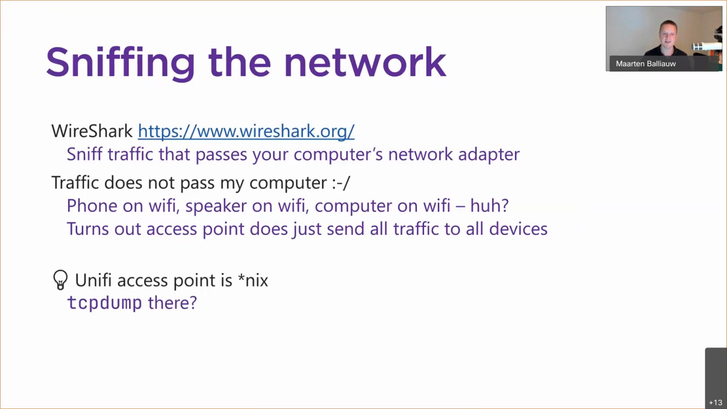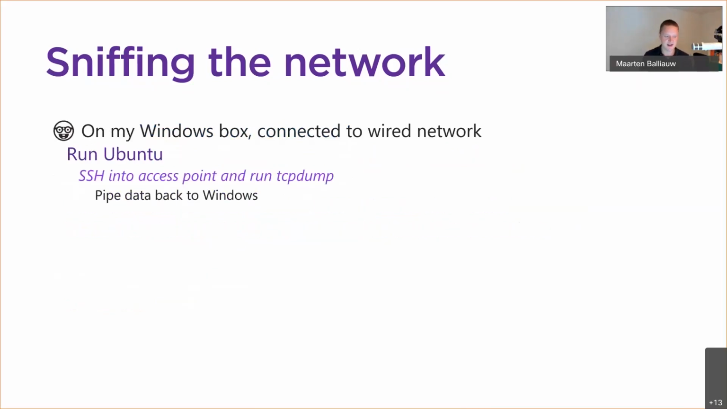Turns out that my access point is smart enough to know where to direct the network traffic, and it's not sending all of that traffic everywhere. So that's a bit annoying because I had no way of sniffing the network, seeing what was going over the wire there. But then it hit me. I have those Unify access points, and they're all Unix-based or Linux-based or whatever. So I could use this command called TCP dump on there and sniff on the access point itself. So I started doing that. From my Windows machine, I ran Ubuntu in the Windows subsystem for Linux, SSH'd into my access point, and there ran TCP dump and piped all the data back to Windows.